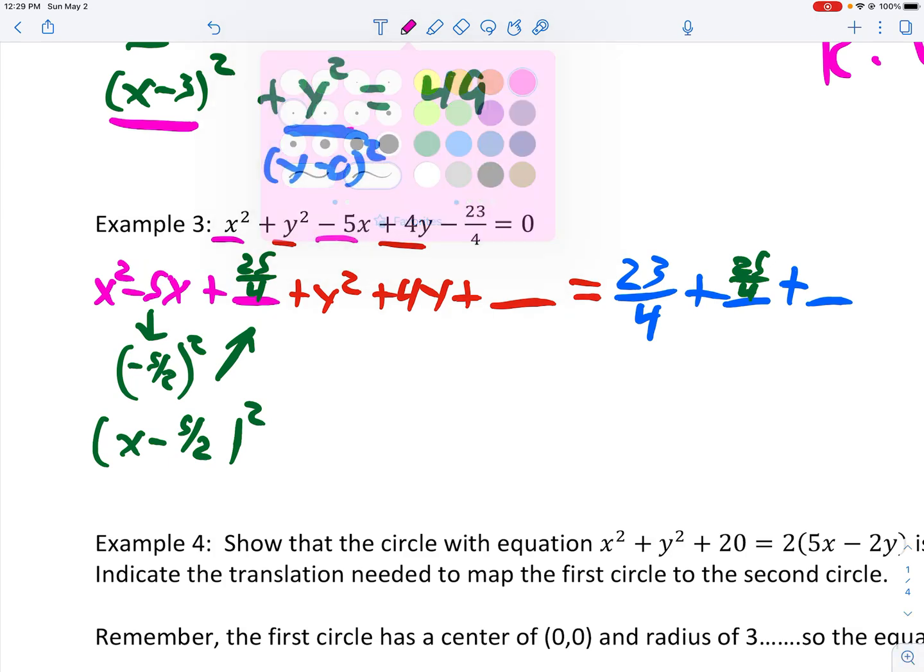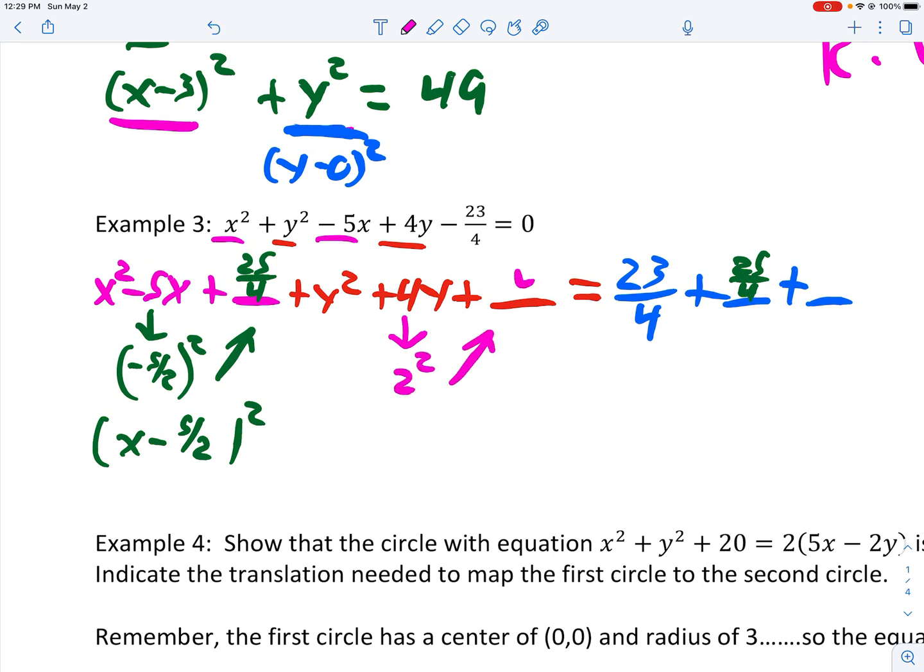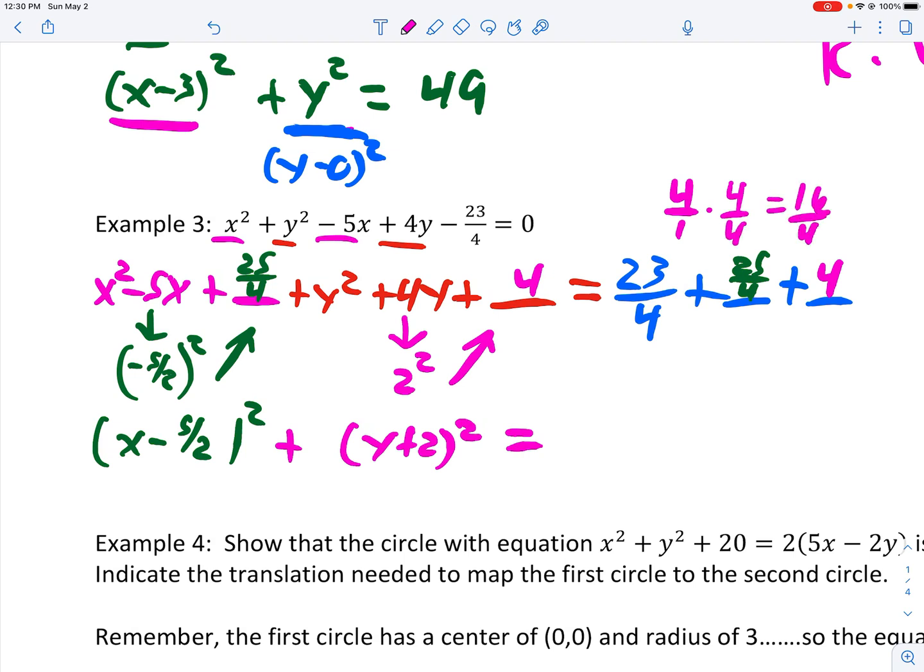And then repeat. Take the b term, which is 4, divide by 2. So 2 squared. So I'm going to add 4 to both sides. So this becomes y plus 2. Now on the left side, we're good. Right side, we have to combine those. Now we have 23 over 4, 25 over 4, right, and 4. So if we're going to combine those, we need to make 4 into fourths. So 4 over 1, right, we're going to multiply by 4 over 4 to get 16 over 4. So now I can add all those together.